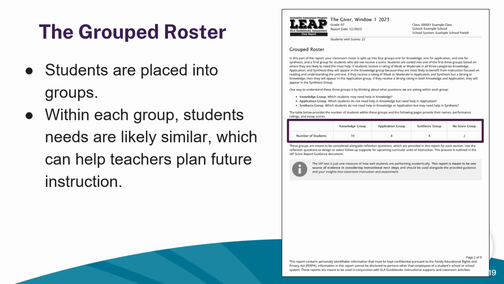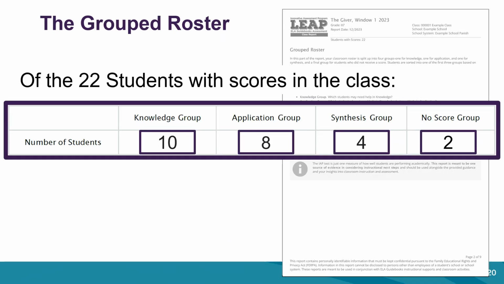The grouped roster divides up the students within the class into 4 groups, one for knowledge, one for application, one for synthesis, and a final group for students who did not receive a score. These groups are meant to help teachers plan future instruction. For example, students in the knowledge group most likely need help understanding the text read in class and the questions asked about them. If we zoom in, we can see that there are 10 students in the knowledge group. These students most likely need help understanding the text read in class and the questions asked about them.